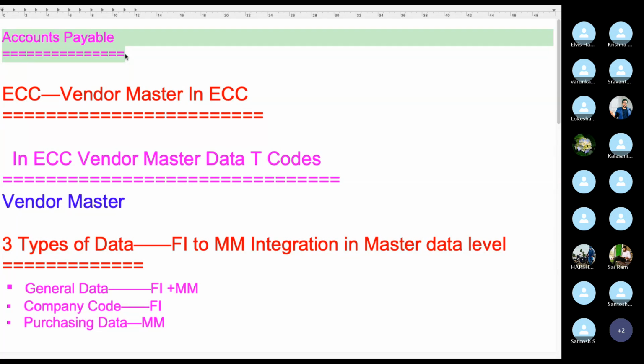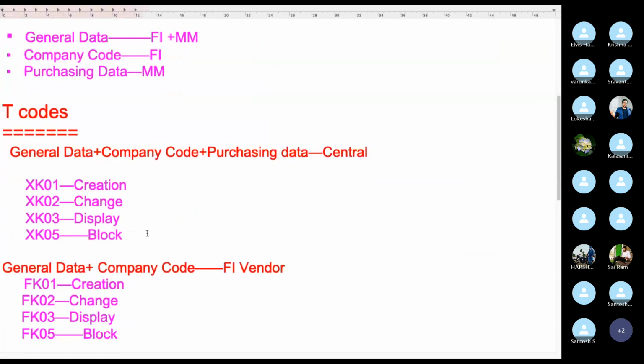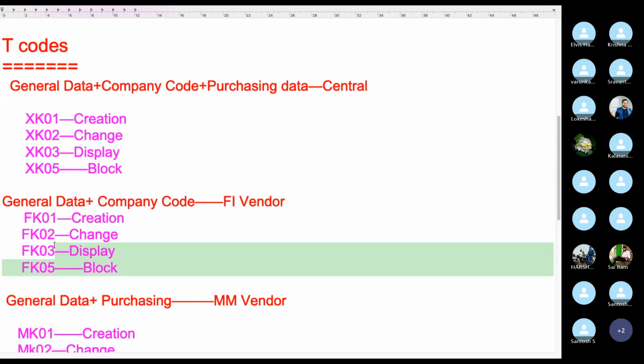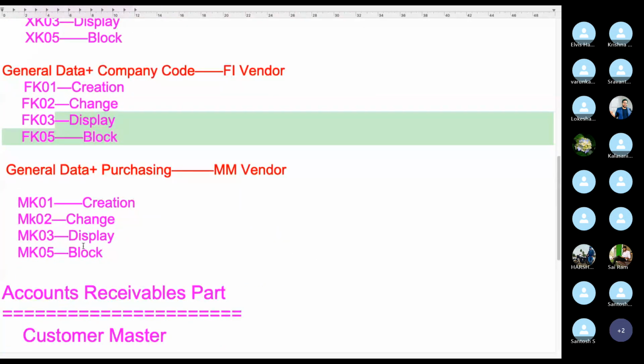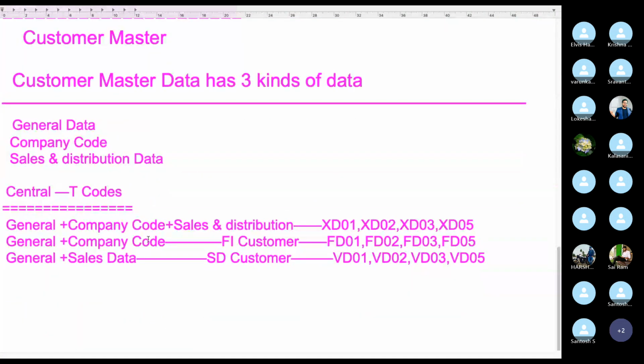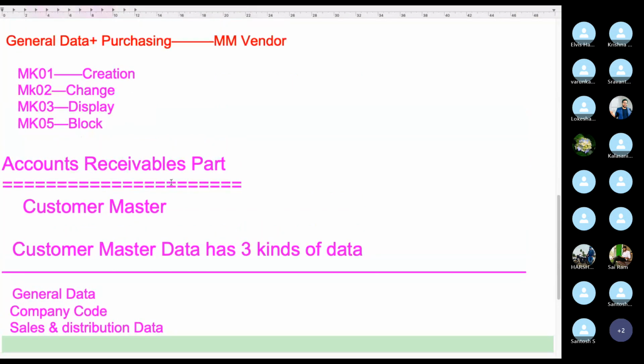So for creation of the vendor, we have the T codes. These are the T codes for vendor master creation. Central, then we generally use this T code. So if you want to create an FI vendor, we will use these T codes. If you want to create an MM vendor, we will use these T codes. It's the same way for general data, company code data, sales, there are separate T codes. You got my point?